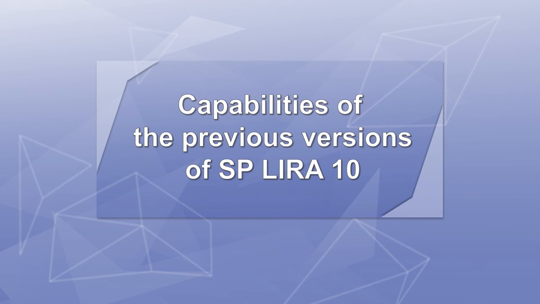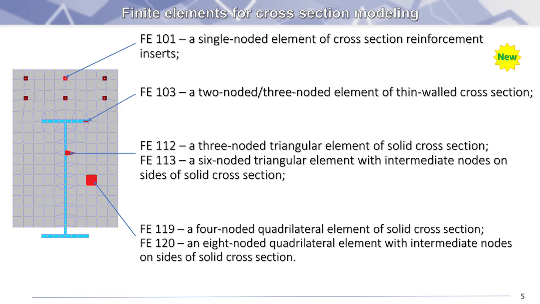I would like to focus very briefly on the capabilities of the previous versions of software package LIRA 10. Based on the finite element method, software package LIRA 10 has implemented a universal method for calculation of elastic geometrical characteristics of the bar composite cross-section. The finite elements implemented for cross-sections modeling are as follows. Finite element 101, a single-noded element of cross-section reinforcement inserts. Finite element 103, a two-noded, three-noded element of thin-walled cross-section.